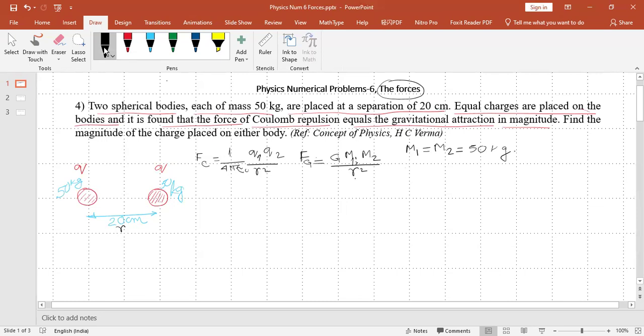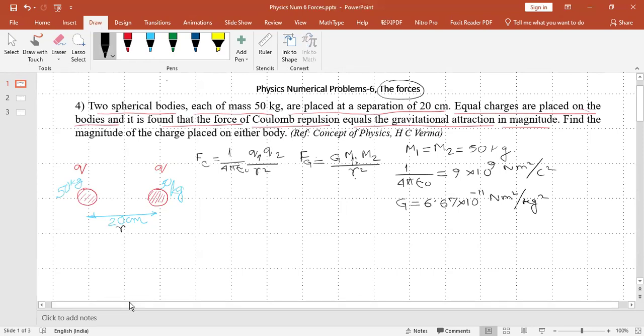Also, we know that 1 upon 4 pi epsilon 0, this value the students need to remember, is 9 into 10 to the power 9 Newton meter square by Coulomb square. Also, the value of capital G, the universal gravitational constant, students also need to remember. It is 6.67 multiplied by 10 to the power minus 11 Newton meter square per kg square.